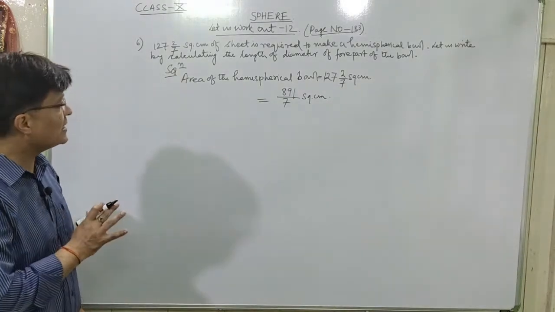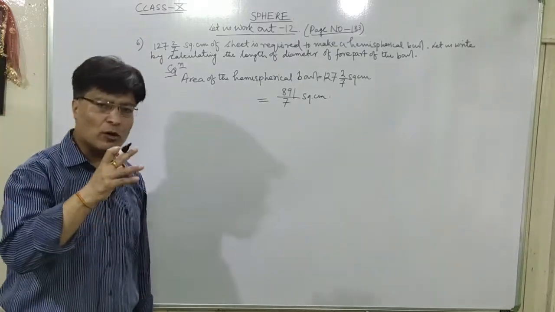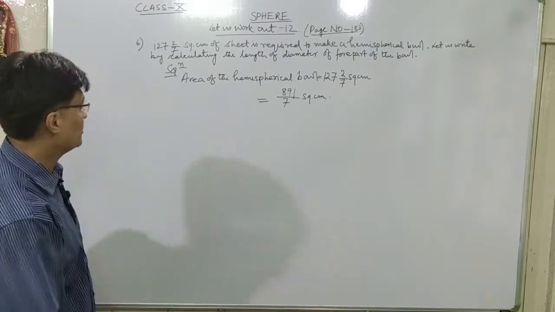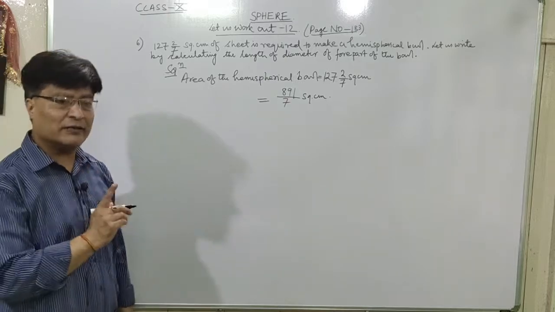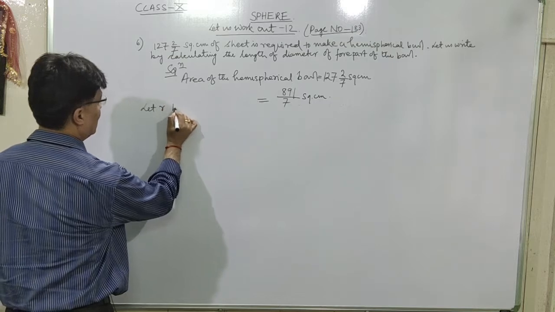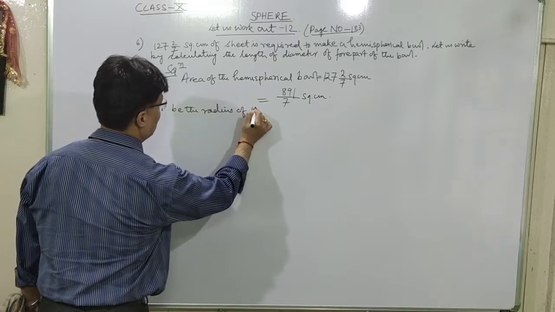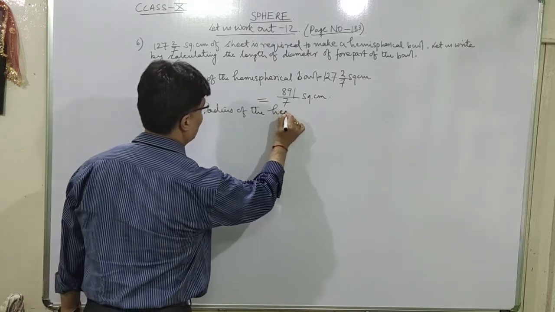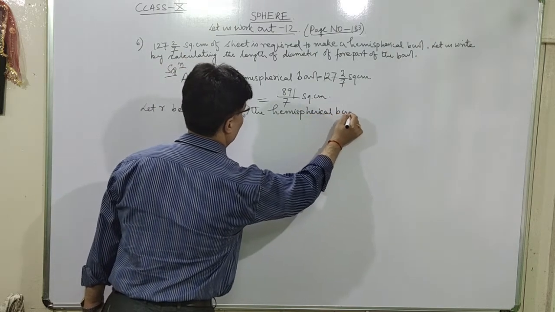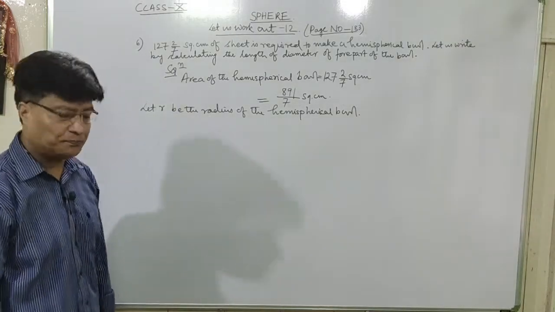Okay. So now in this case you have to find out the length of the diameter of the forepart of the bowl. The forepart of the bowl, which is a circular region, what do we have to find for it? We have to find the diameter. So let us write down the radius of this hemispherical bowl. Let R be the radius of the hemispherical bowl.